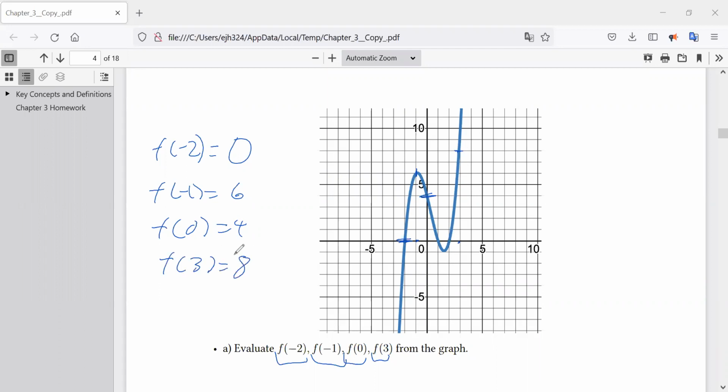Does this make sense to people? So you're just going over on the graph and going up or down. You find that x value, and then you check where the function value that corresponds to this x value is, and then just tell me that y value.